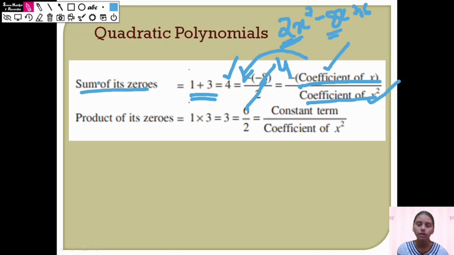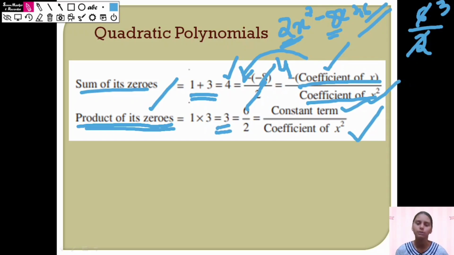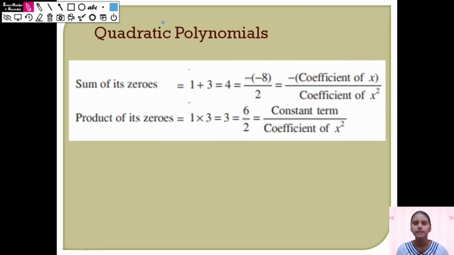Right? And one more thing those people observed is, when you take the product of zeros, that was equal to the constant term divided by the coefficient of x square. Here you have 6 by the coefficient of x square, which is 2. So this is 3. And here also, when you did the product of zeros, you got 3. Right? So this is the relationship between the zeros of a polynomial and its coefficients.